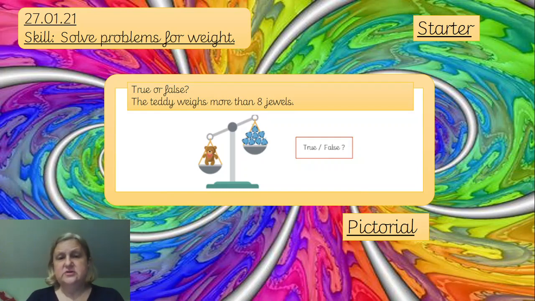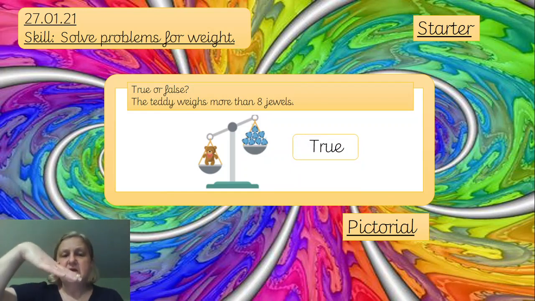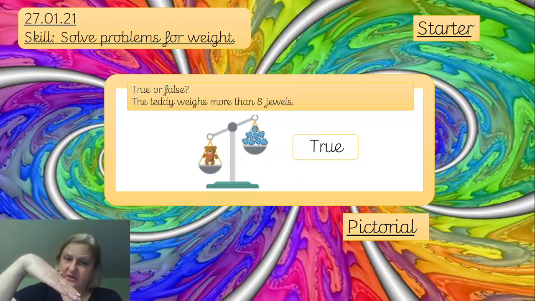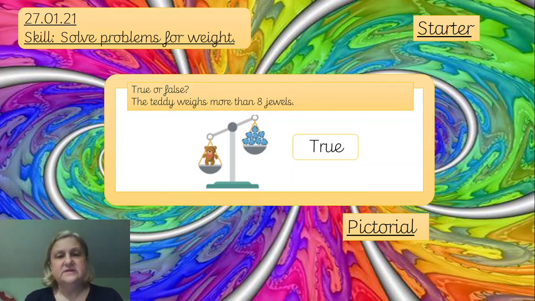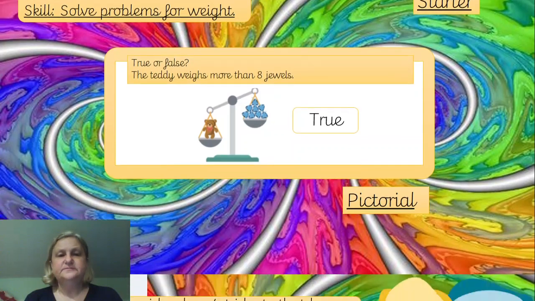And I'm going to show you that answer now. It's true because he is hanging down and that scale's gone down. Because he's heavy, he's pulling that scale down. There's 8 joules on the other side. If you counted those, well done, and you've got the right answer.